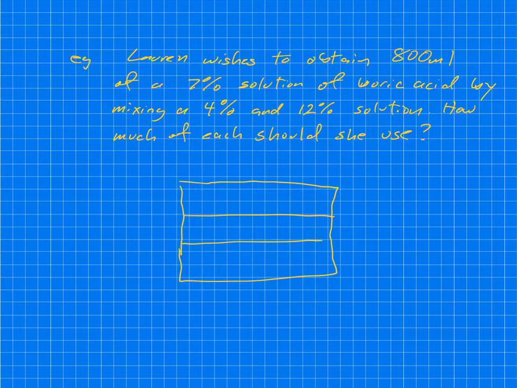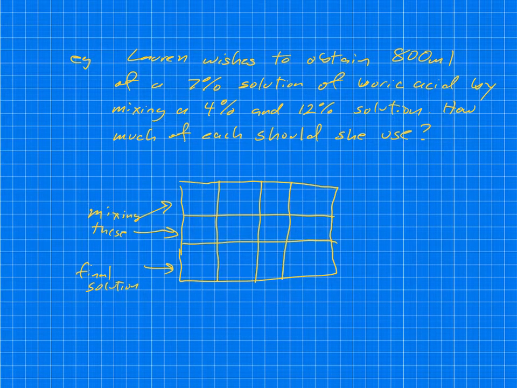Two of the lines represent what I'm mixing, and the last line represents my final solution. So this is the two things that I'm mixing. I'm going to put them here. And then my final line will be the final solution.